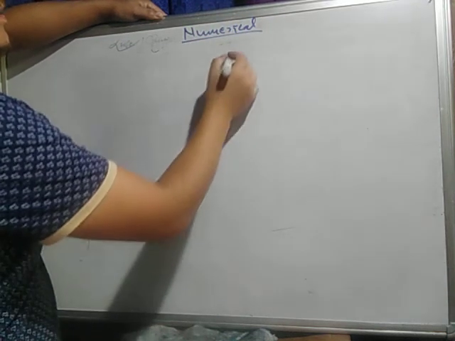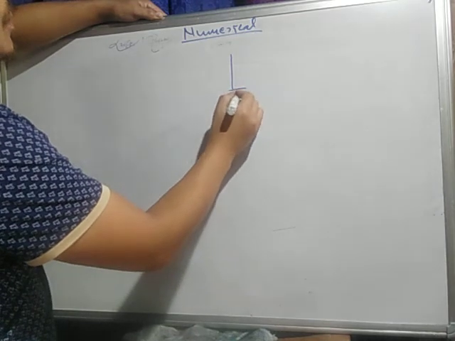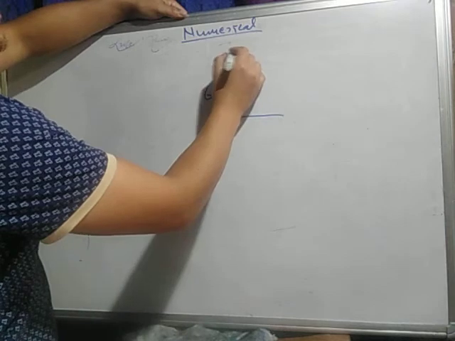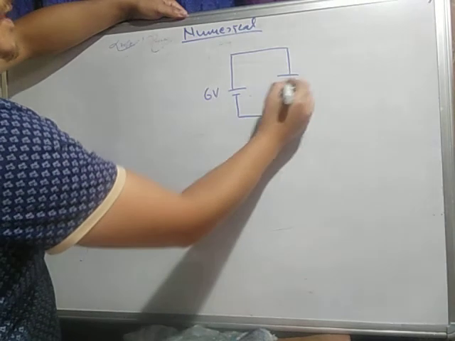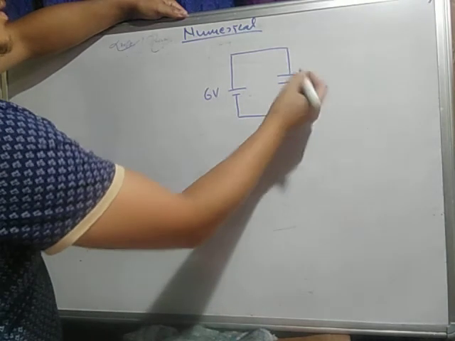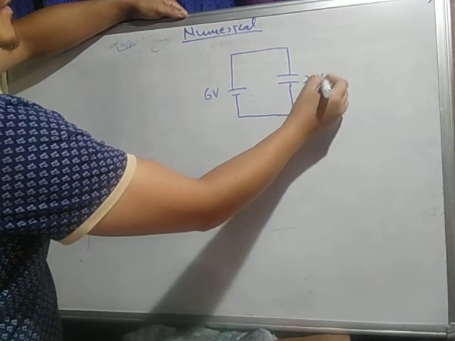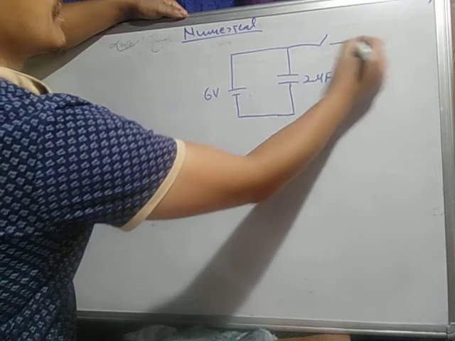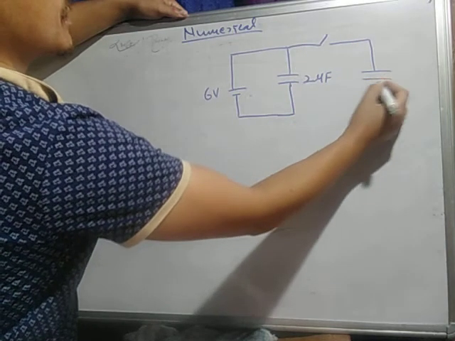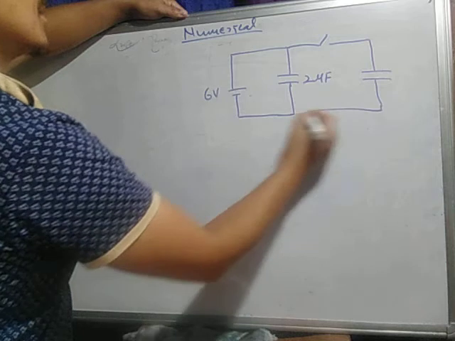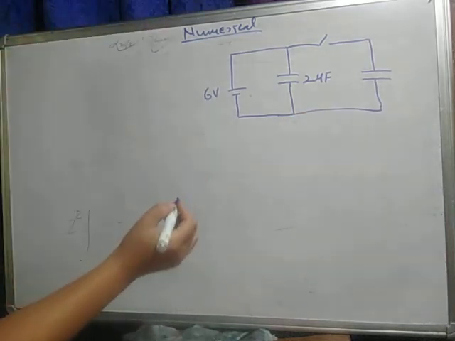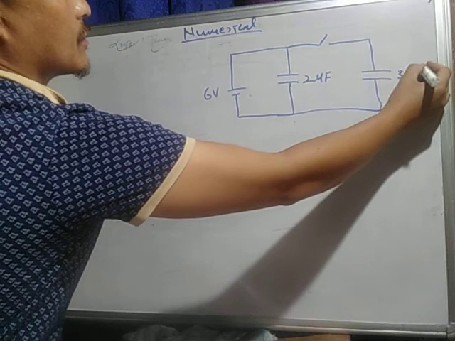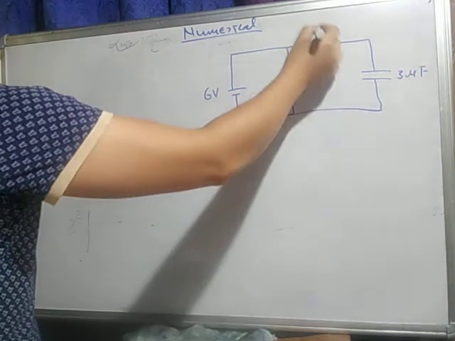So let us take 6 volt potential, and this is our capacitor. Let's take 2 microfarad, and there is a switch, and again there is a capacitor. So let us take this as 3 microfarad. This is your switch S.